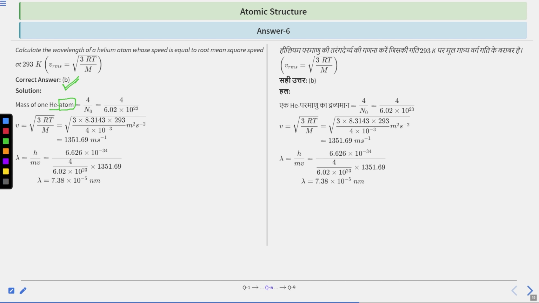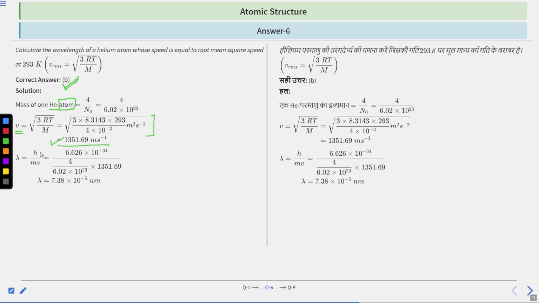Now we are given that the speed is equal to the root mean square speed, which is the square root of 3RT by M. Let's put in the values: 3 multiplied by R, where R is 8.3143, into temperature, which is 293 Kelvin, divided by M, and M is 4 into 10 to the power minus 3. On solving this, we have V equals 1351.69 meter per second. So the speed is this much.